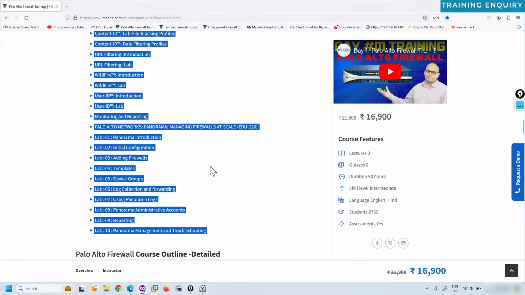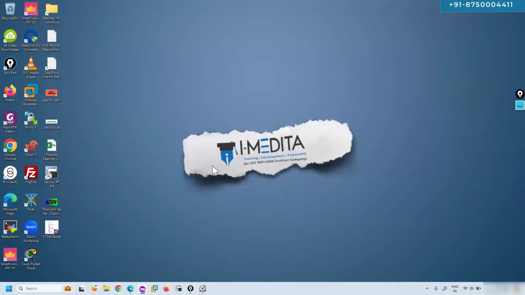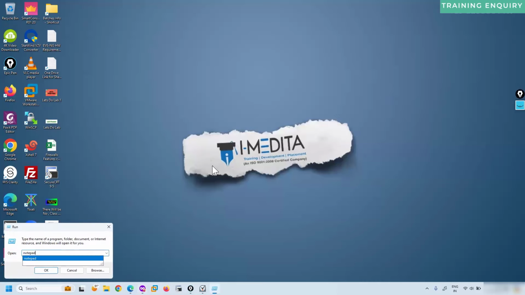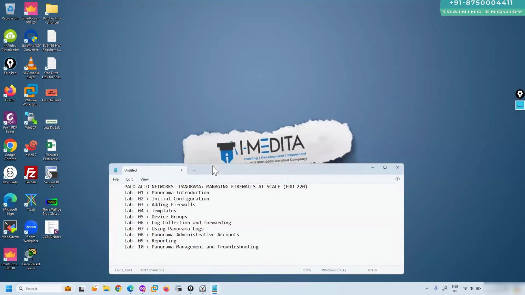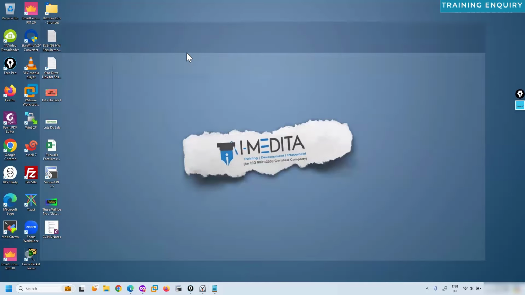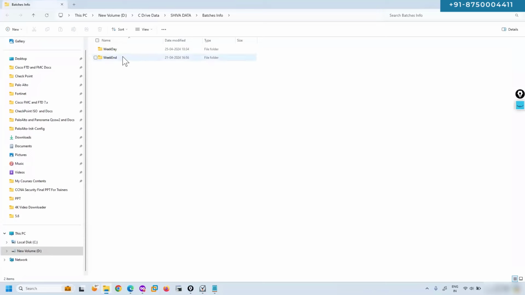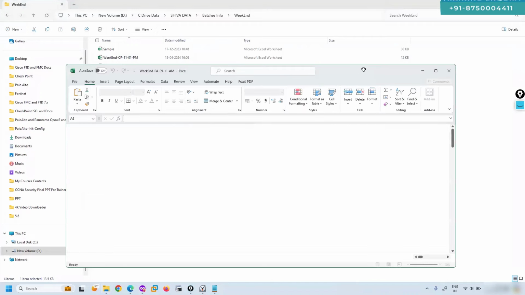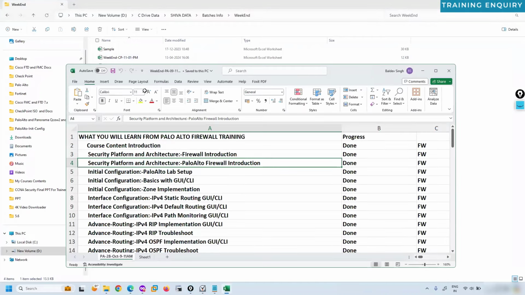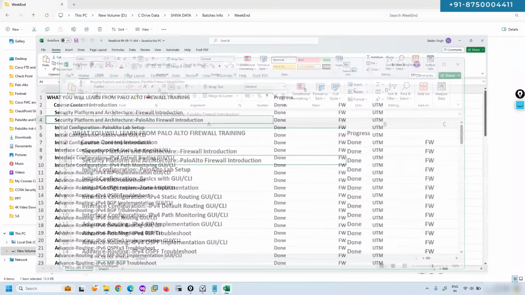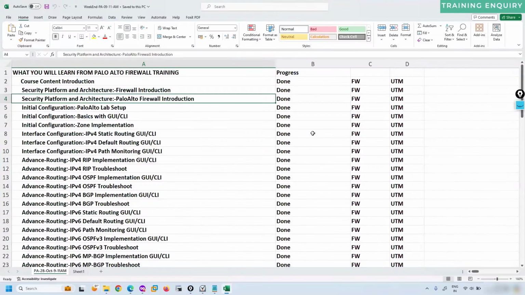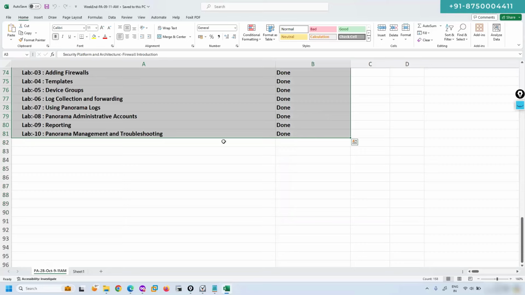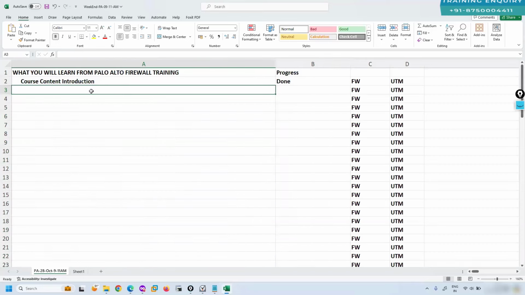Now, what we will do? We will paste it in the notepad and paste it here. Select all, copy, minimize. Then we will save it in our sheet, Weekend 9 to 11. And here you can see the same content which we have. Delete and paste.